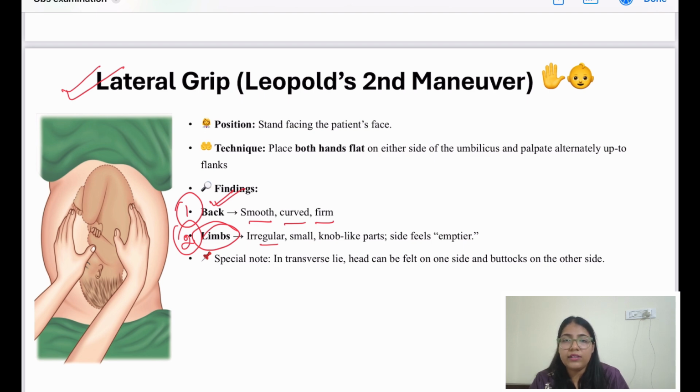But for junior residents, for DNB residents, you should always know how to palpate, and you should make out on your examination what part is lying there. So it's not necessary for an MBBS student to find out, but you should know the theory. But it's necessary for the residents to find out what part is lying on what grips. At least you are expected. You cannot make a blunder in telling about cephalic or breech presentation.